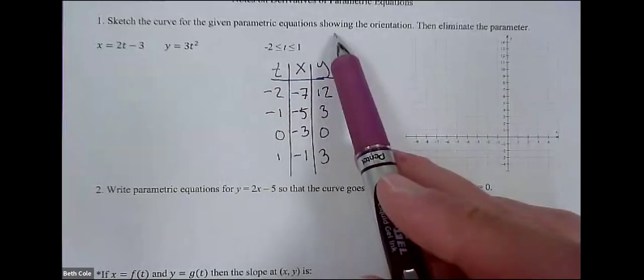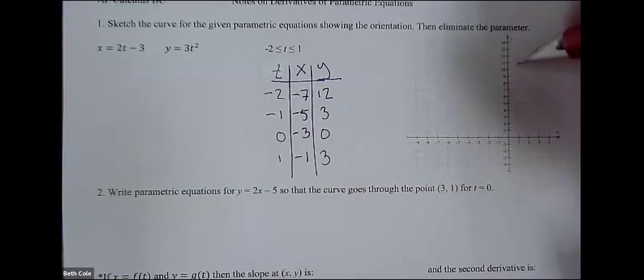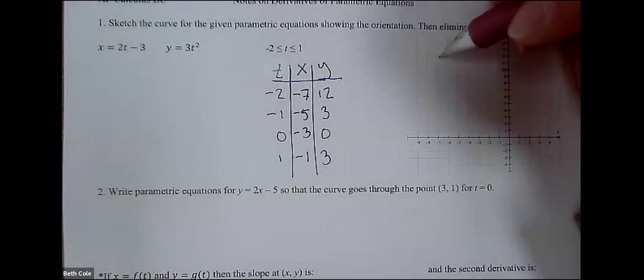And when it says show the orientation, what does that mean you have to put? Arrows, just to show the direction that it's going. That's what the orientation means.